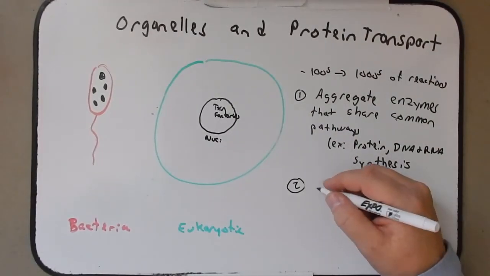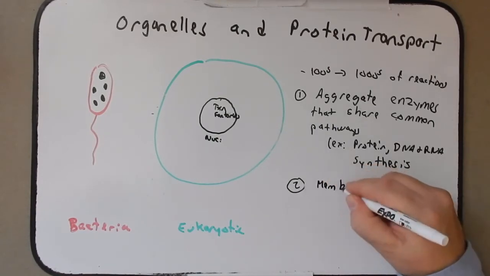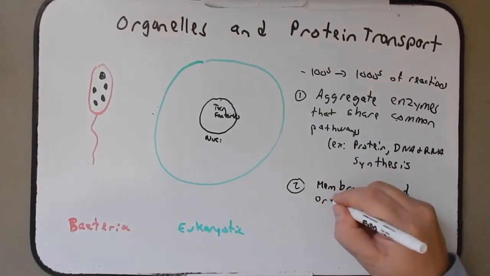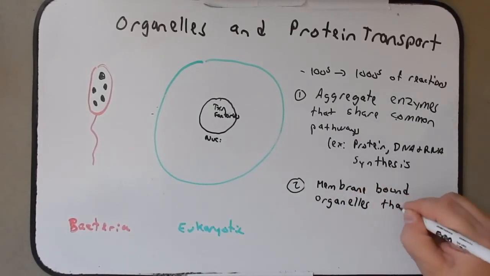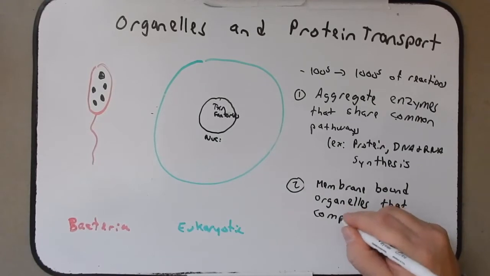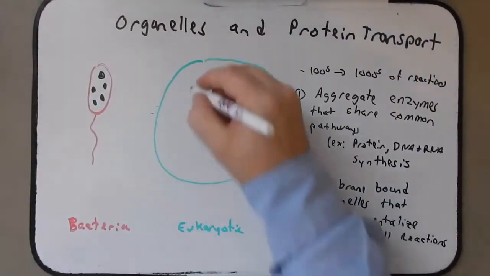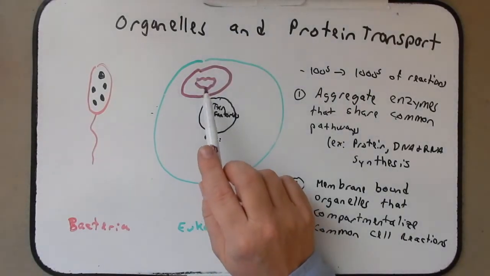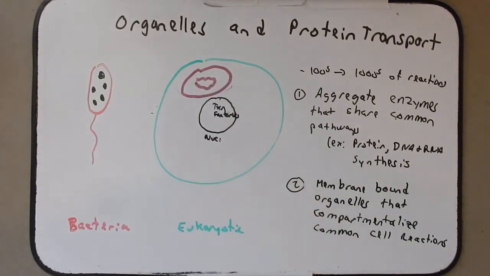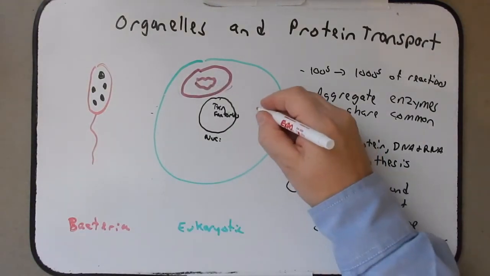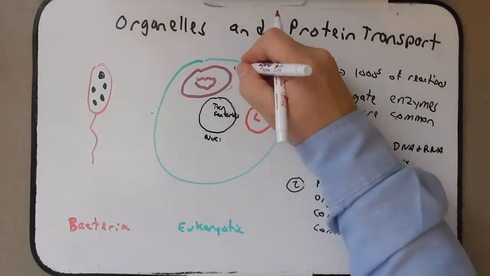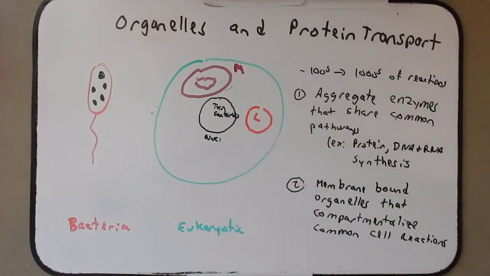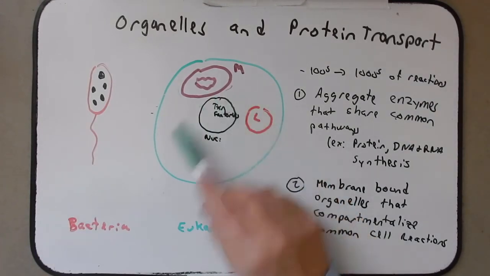Okay, this second strategy is to use membrane-bound organelles that compartmentalize common cellular reactions. So if we have, say, a mitochondrion here, the enzymes that function in the citric acid cycle and oxidative phosphorylation are compartmentalized to this organelle. Enzymes in, say, the lysosome. So this was mitochondria, I'll put an M there. Enzymes in the lysosome are involved in degrading proteins and even other organelles. So you can imagine how that would be very important to keep in a membrane-bound structure away from everything else.